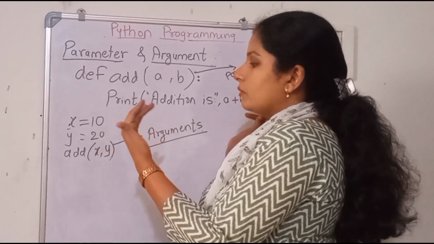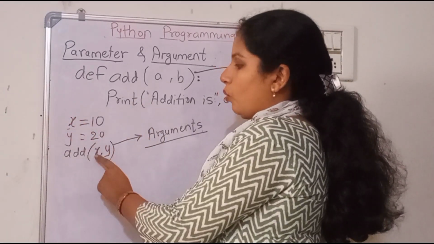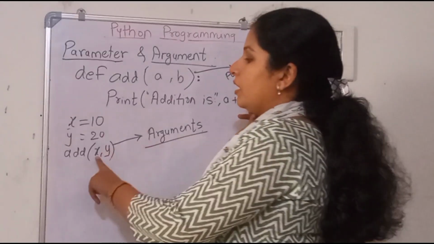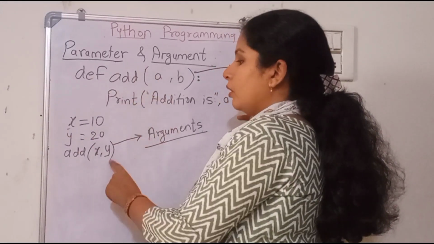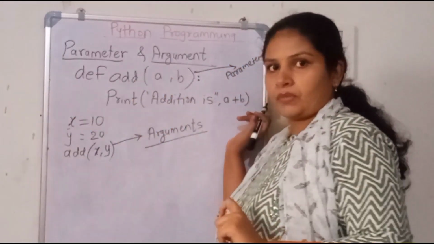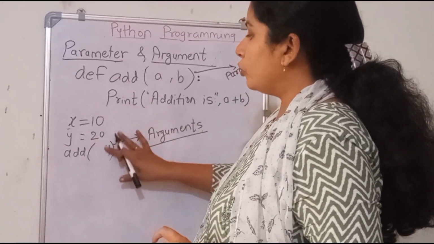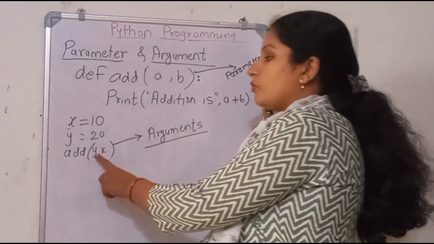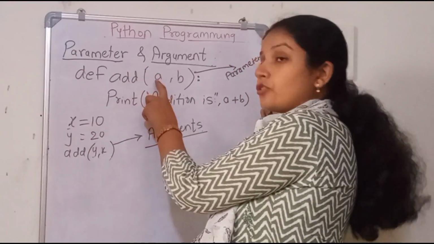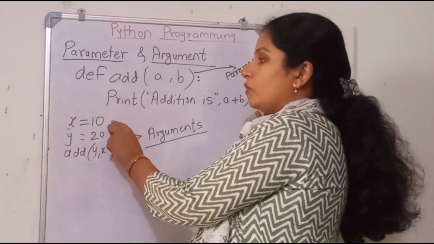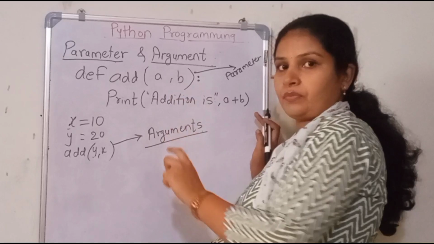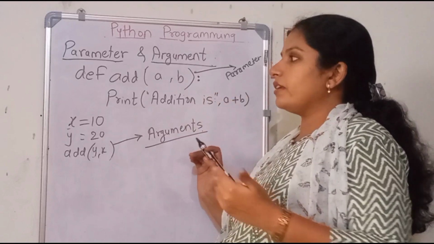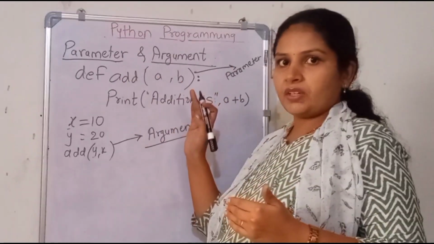Here you are using the sequence x comma y. So automatically, if we consider the sequence, x value will be allotted to a, y value will be allotted to b, right? When you are changing the sequence like y comma x, suppose, then y value which is 20 will be assigned to a, and x value which is 10 will be assigned to b. So the sequence matters here, right? So this is all about your parameter and argument, right?